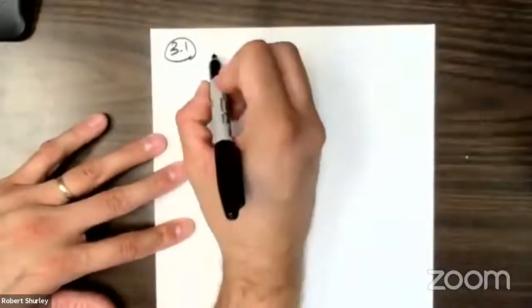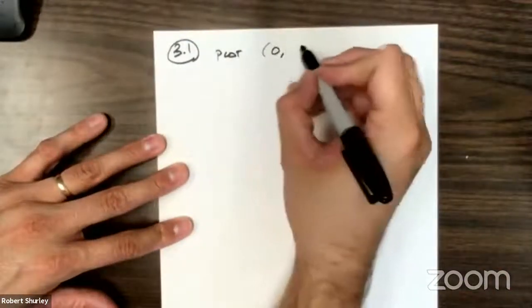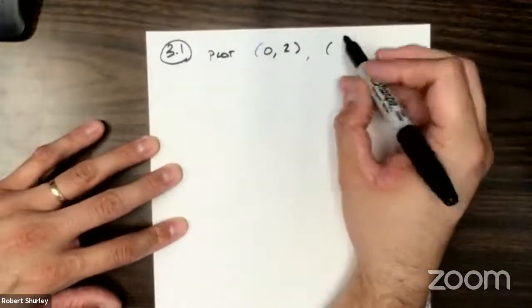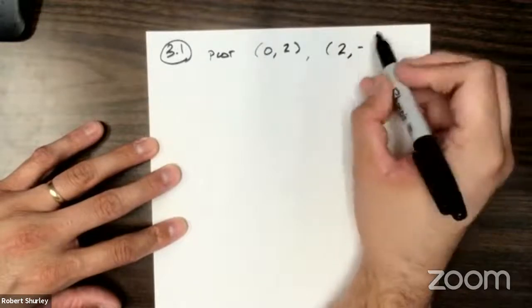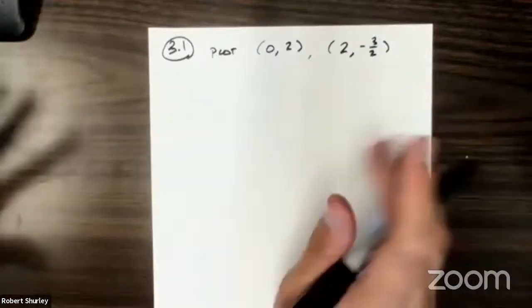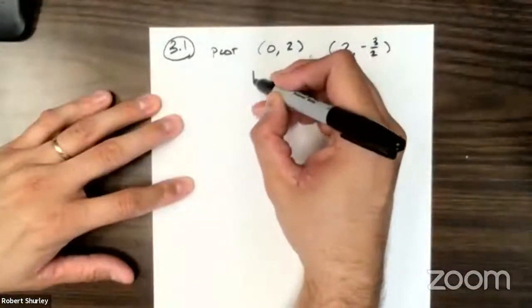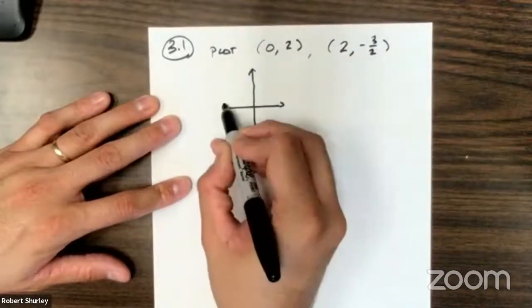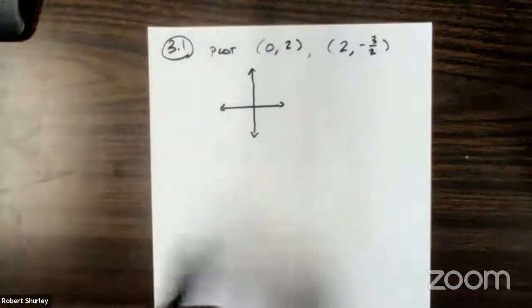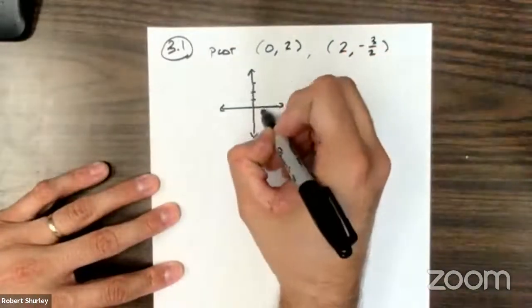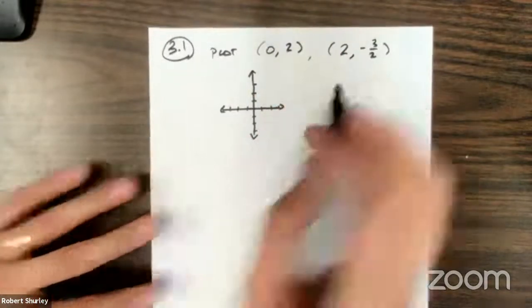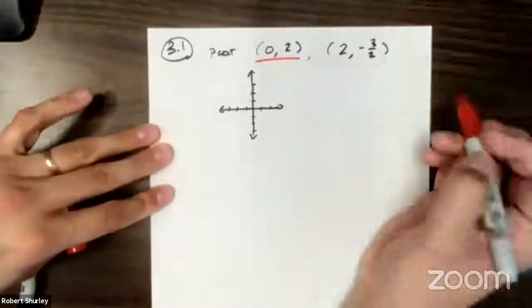So if I had something like, I just want you to plot 0, 2, or let's do a fraction just to throw it around. Let's say like 2, -3/2. Okay, I want you to just plot these two coordinates, not make a line. These are just two coordinates in space. Okay, so remember, if I plot these, let's say the first coordinate we'll plot with a red. So this coordinate 0, 2.